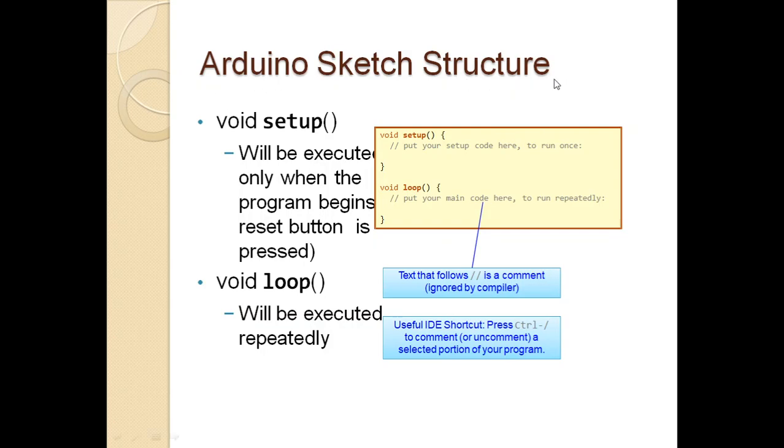Now Arduino sketch structure. So when we start, there will be two functions that you will see in a fresh sketch. It will be void setup, which will be blank, and the void loop. Void setup will be executed only when the program begins or the reset button is pressed. So the void setup runs only once, when you upload the program or when you press the reset button. Void loop is the function which runs continuously.